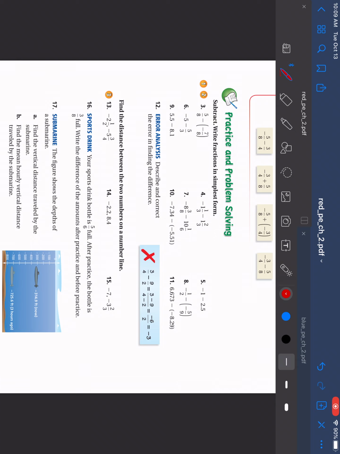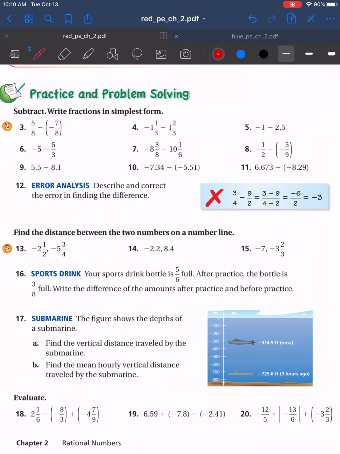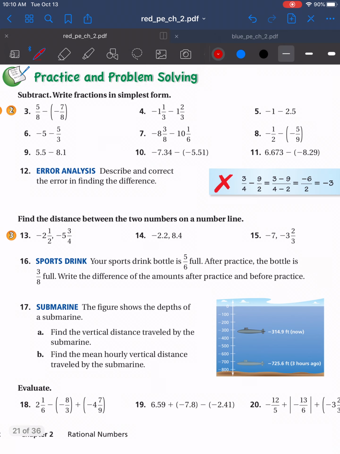Okay, let's look at number 16. Make sure you guys have your books open on page 62, and make sure that you have your notebooks open. We're pretty much doing your homework right now. Sports drink. Your sports drink bottle is 5/6 full. After practice, the bottle is now 3/8 full. Write the difference of the amounts after practice and before practice.